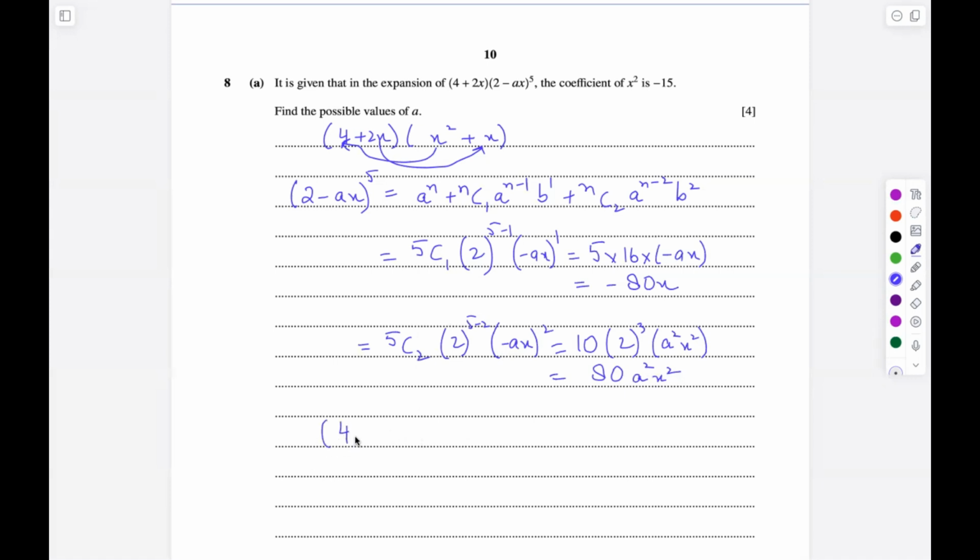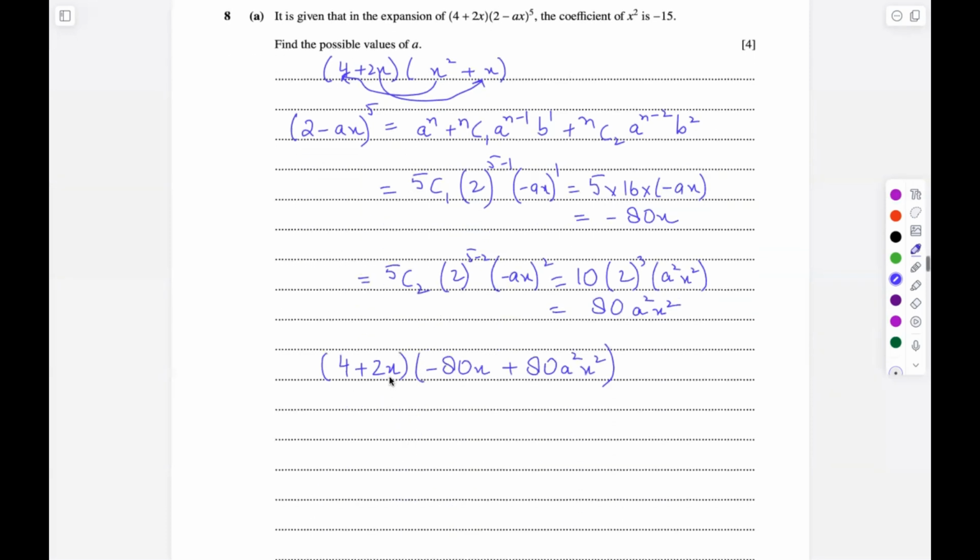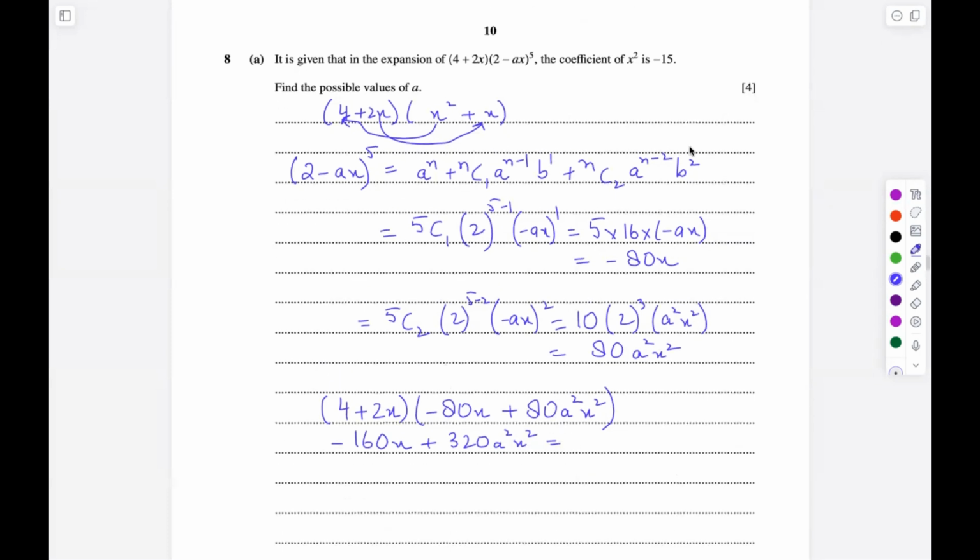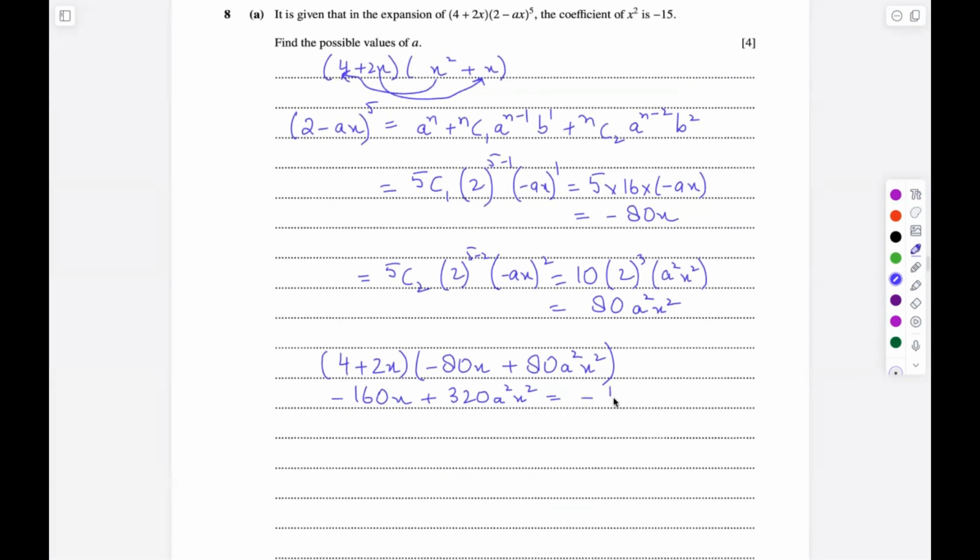So now we can multiply the expression. We have 4 + 2x, and the term in x is -80x, and the term in x squared is 80a squared x squared. Now multiplying these expressions, this 2x will multiply by -80, so this will be -160x, and 4 will multiply by 80 to give us 320a squared x squared, and that will be equal to -15, as the coefficient of x squared was -15.